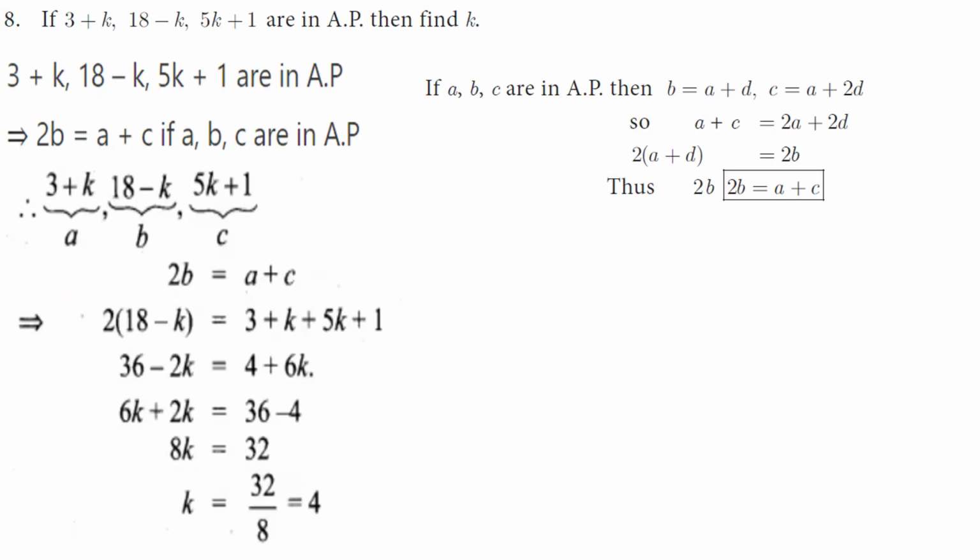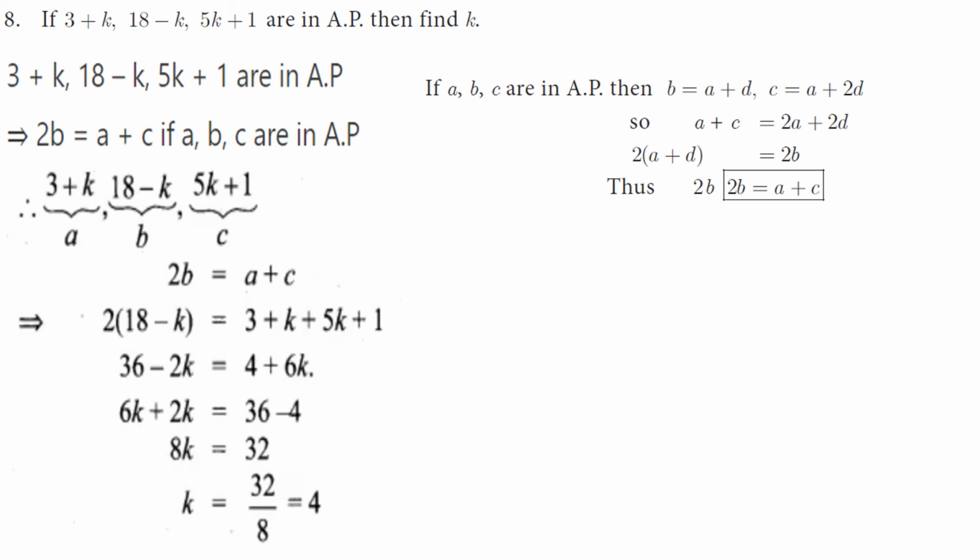If 3 plus k, 18 minus k, 5k plus 1 are in AP, then find k. Before going to the sum, we have to know the condition for AP. If A, B, C are in AP, then B equals A plus D, and C equals A plus 2D. Therefore, A plus C is, substituting C, 2A plus 2D. Taking 2 common, 2 into (A plus D). A plus D is B. Therefore, 2B.